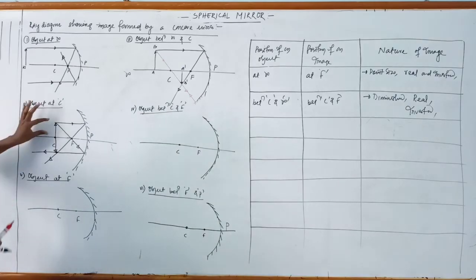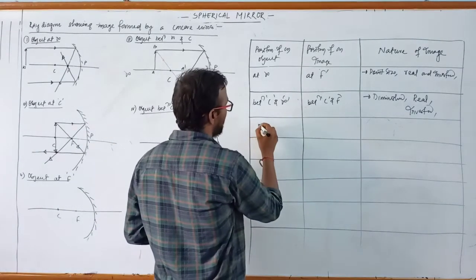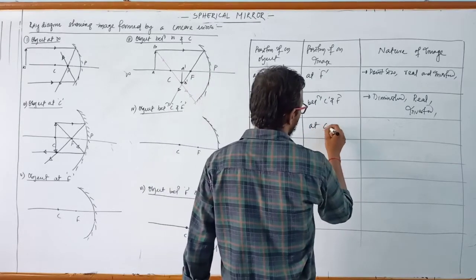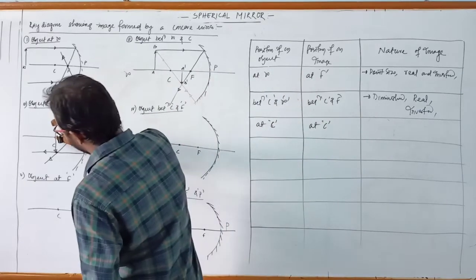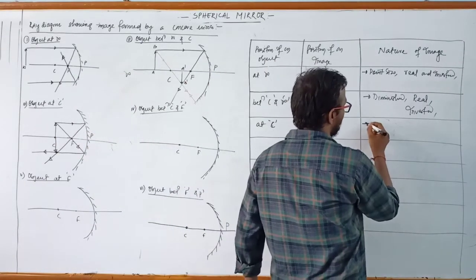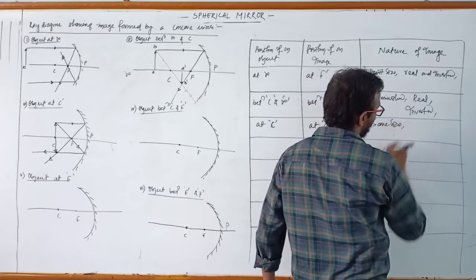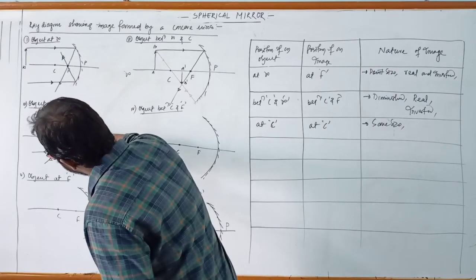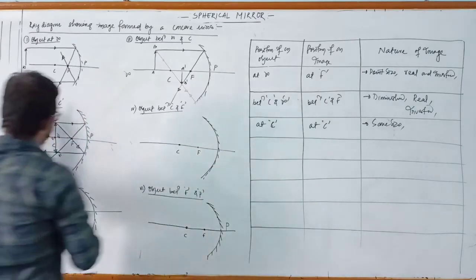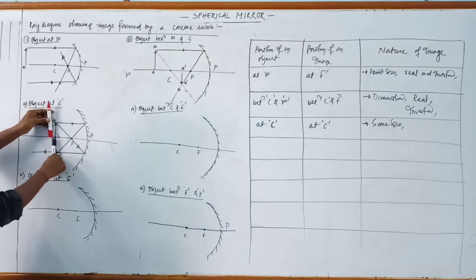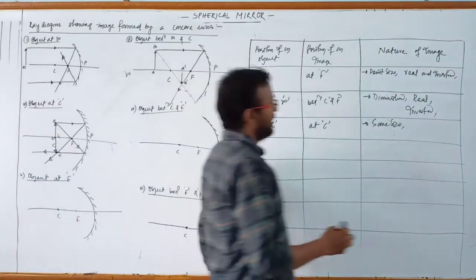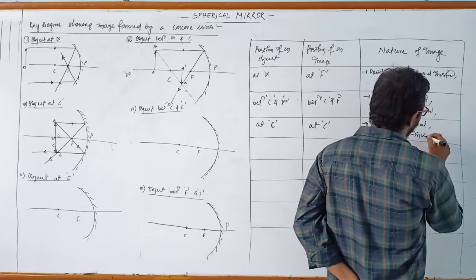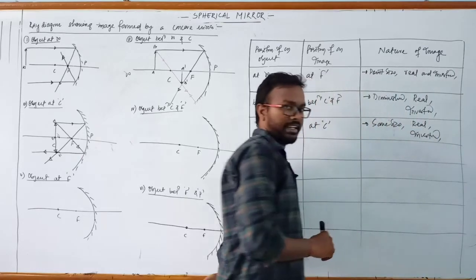That means the object is at C, or center of curvature, and we get an image also at C. If object distance is 2 meter, then image distance is also 2 meter, same size as the object. But here this point A and this point B, and this point A dash and this point B dash, they are just inverted to each other. This is object and this is image, like this. So here we get a real image, that is real image and inverted, but same size.